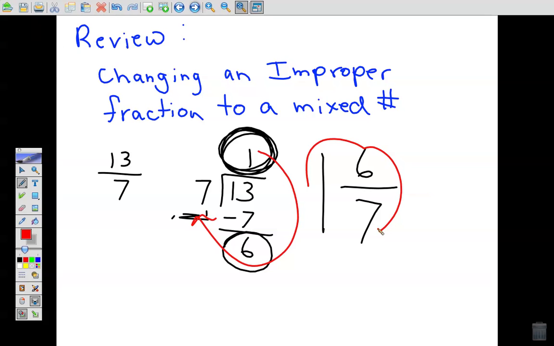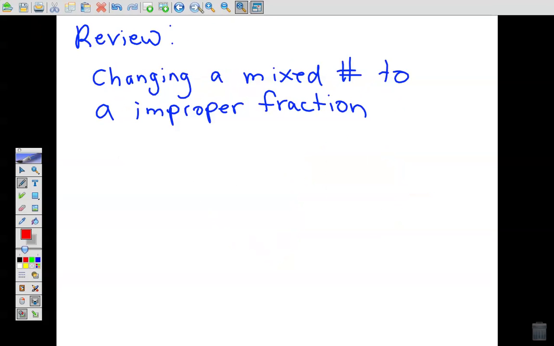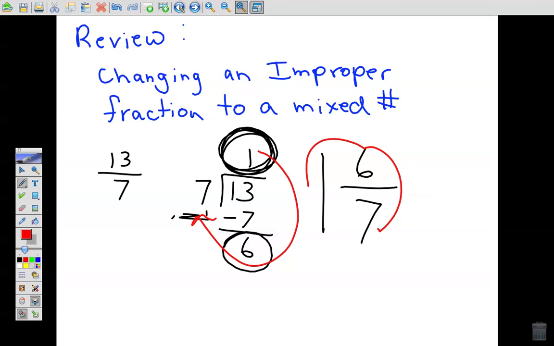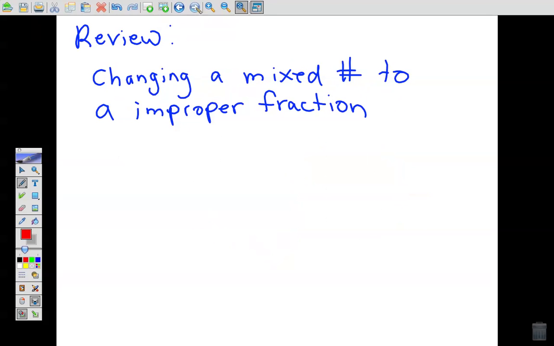Now, if you're not quite sure if you did that right, let's review how you change a mixed number back to an improper fraction. So in other words, say we don't know if that 1 6/7 is right. How do you check it? Well, let's take that 1 6/7 and change it back to an improper fraction. It's kind of that same clockwise rotation situation. You start with the bottom. You take the bottom times the big number. So you take 7 times 1 is 7, right? 1 times 7 is 7.